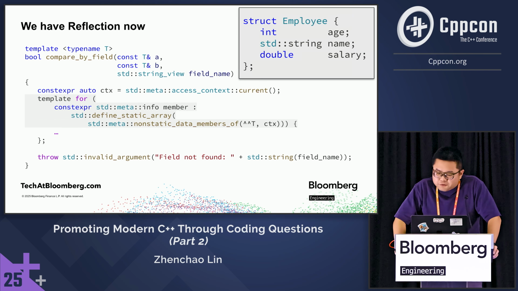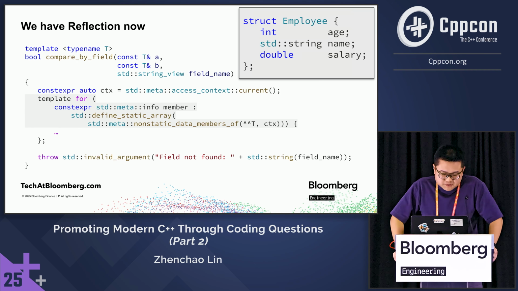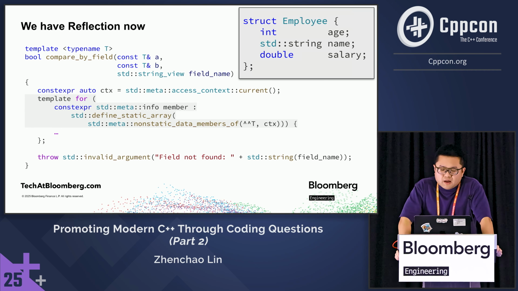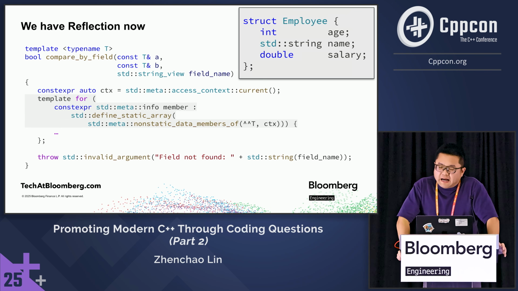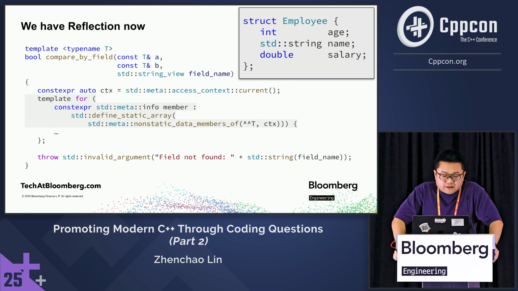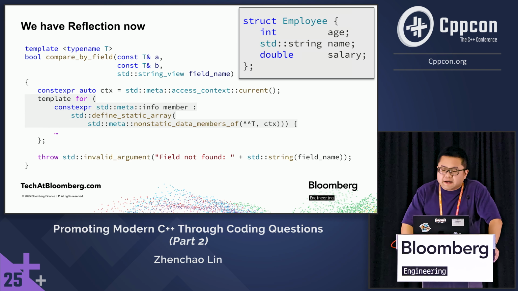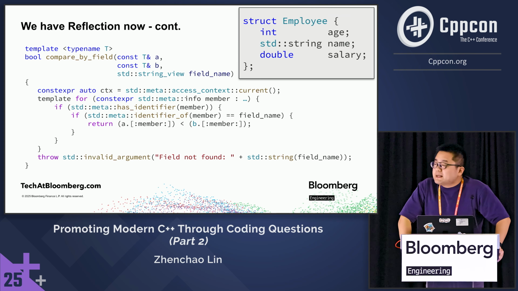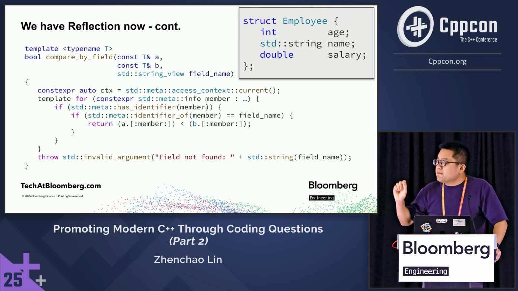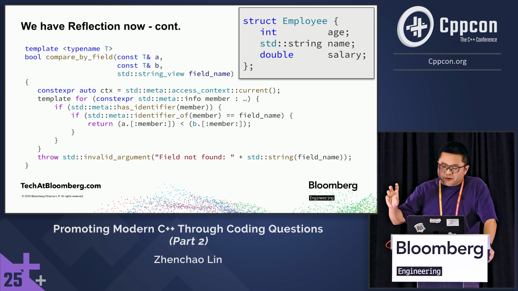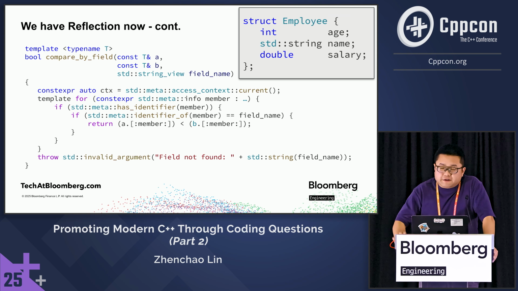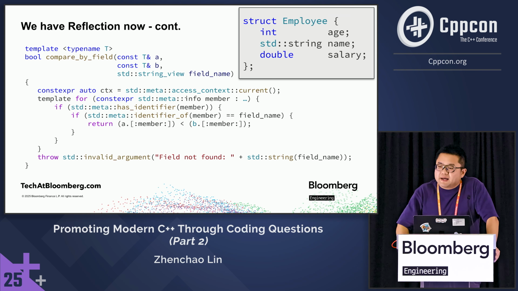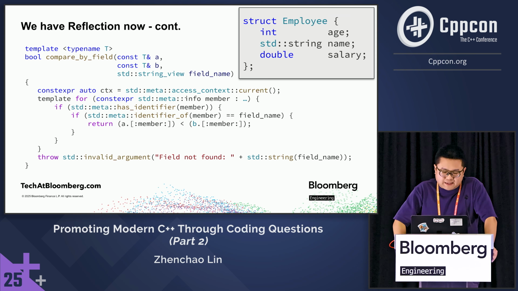But now we have reflection. Why not use the reflection? We may have the context, and we use a library interface, non-static data members, so that we have a list of members we can access. Based on the member, we compare with the field name we pass into the function, and if that's the field we want to compare, we return the result. So we implement our sort function.